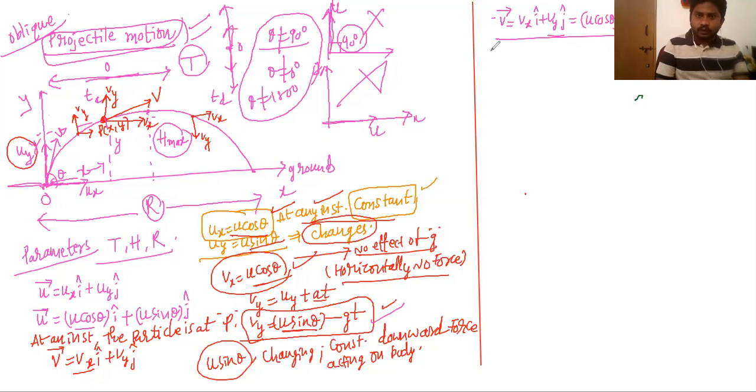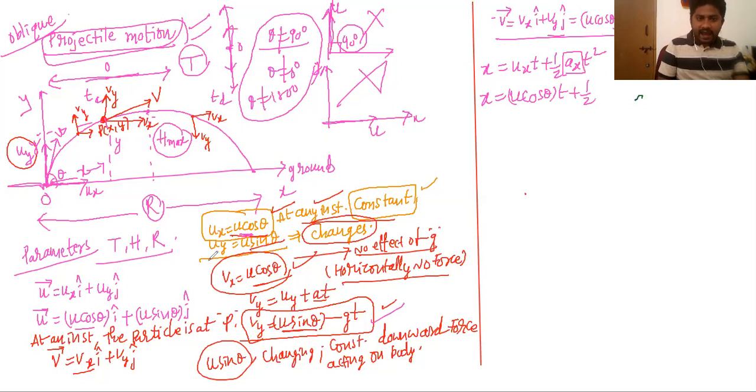Now, what is the horizontal distance traveled? x is equal to ux into t plus half into ax t square. Okay, so horizontal distance traveled is x from here to here. What is ux? We already found ux is u cos theta. So u cos theta into t plus half into, what is the acceleration along the x-axis?